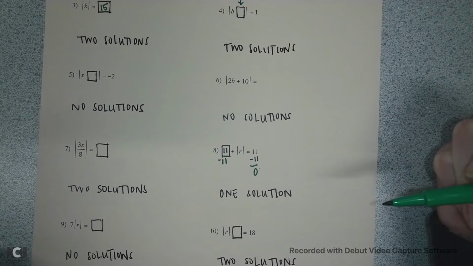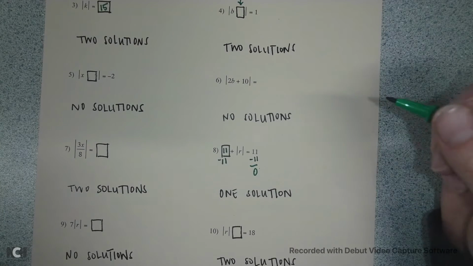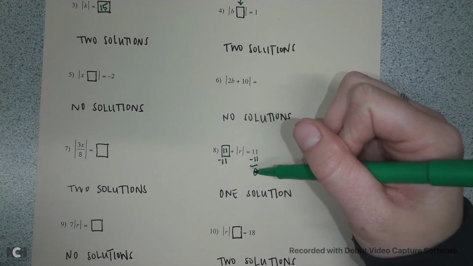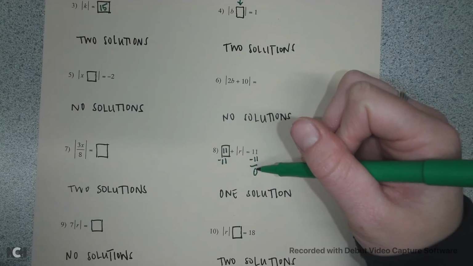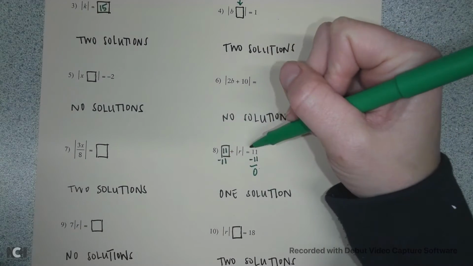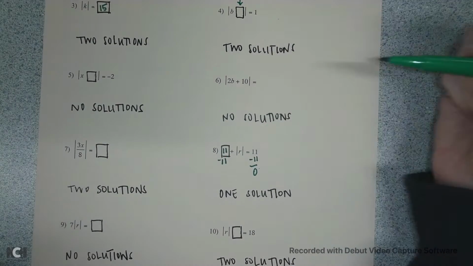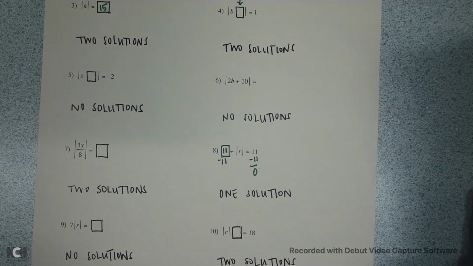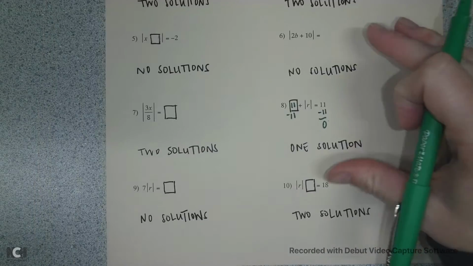Again, you can have some different answers sometimes, but since we're going for a one solution and it has to be equal to 0, the only way to do that is have the same number on each side if we're adding and subtracting. Okay. Let's look at number 9.